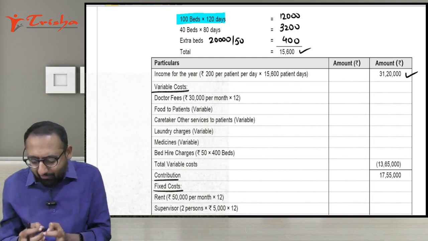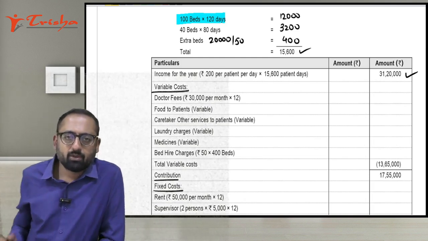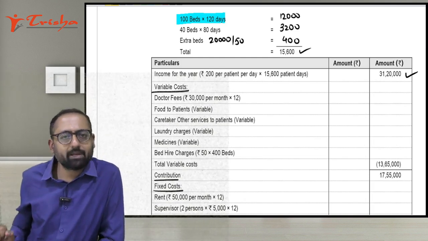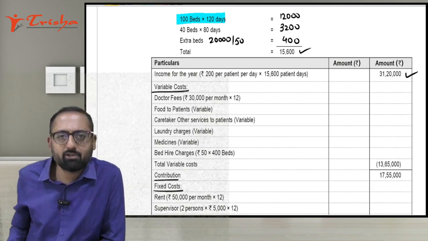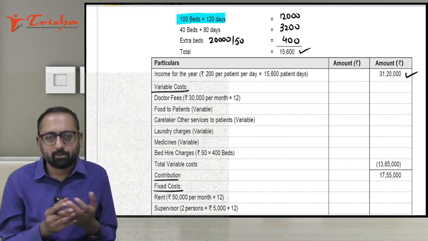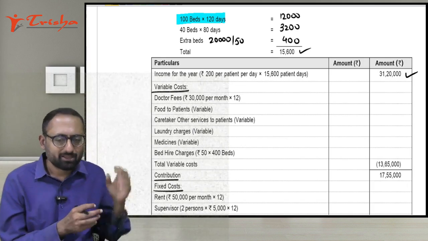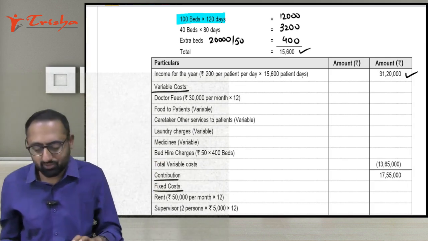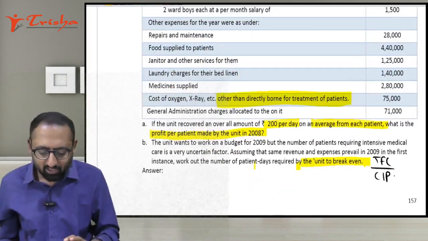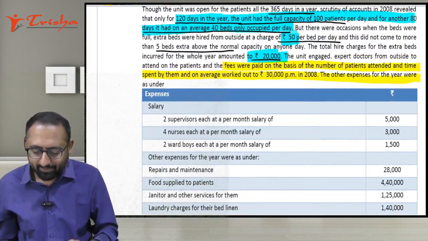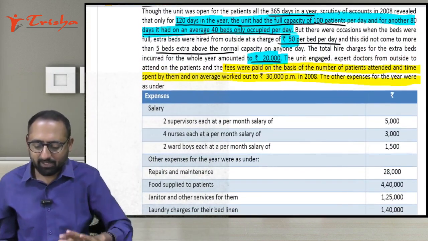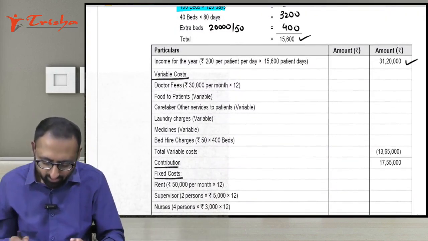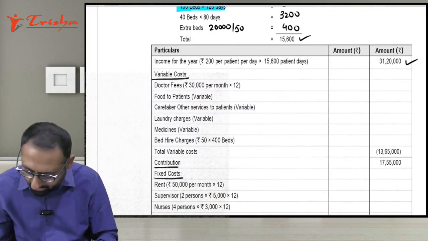Now why we are doing like this? Because in this question we need to calculate the break-even point also. So for break-even point we need contribution, and we need fixed cost. That's why all the costs will be divided into two parts, variable cost and fixed cost. So let's see what are the variable costs. The first variable cost will be that extra bed at 20,000. I'll write here.